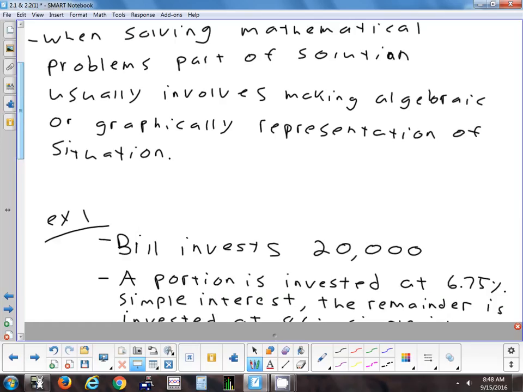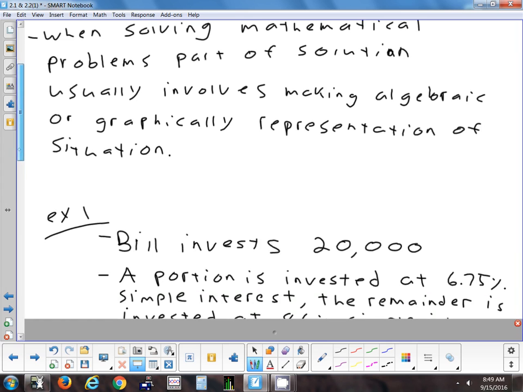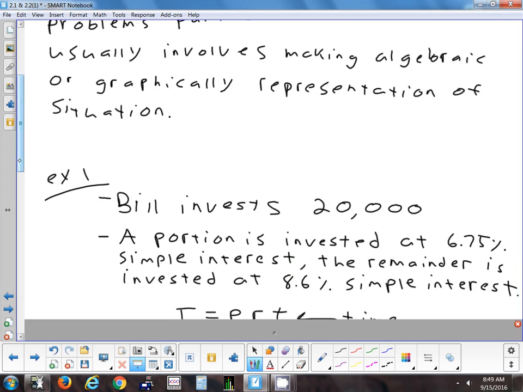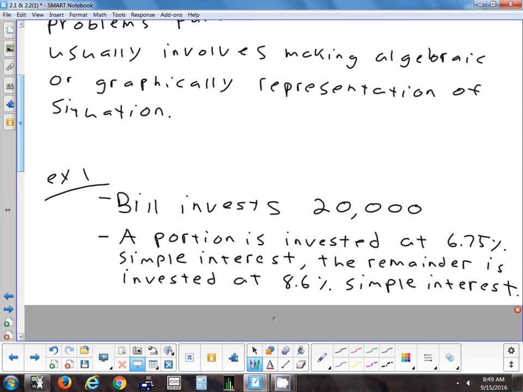Okay, it says Bill invests $20,000, and he's going to make an investment in two different accounts. One of the accounts he invests in is going to earn 6.75% interest. And the other account he's going to invest in earns 8.6% interest. Okay, and he's going to split up that $20,000 between the two accounts.